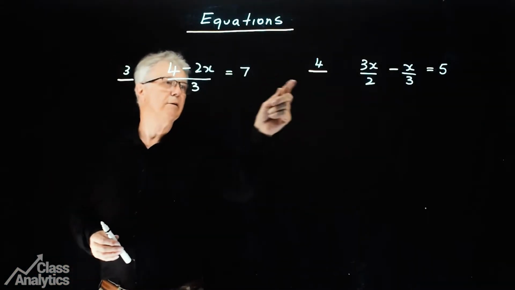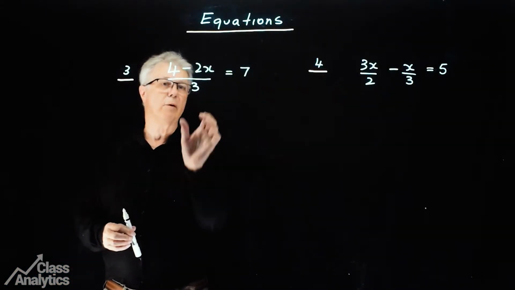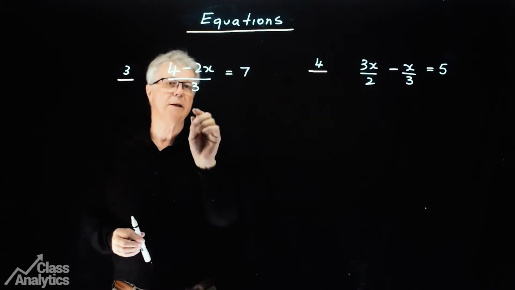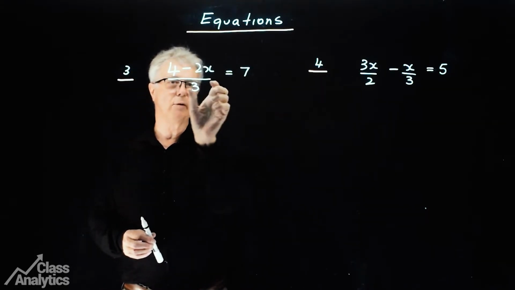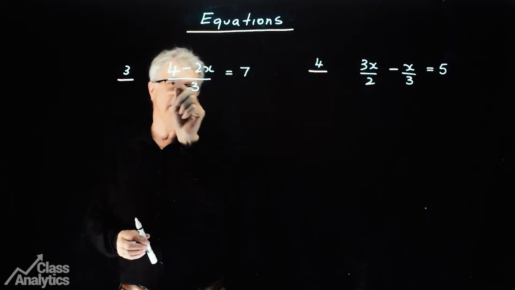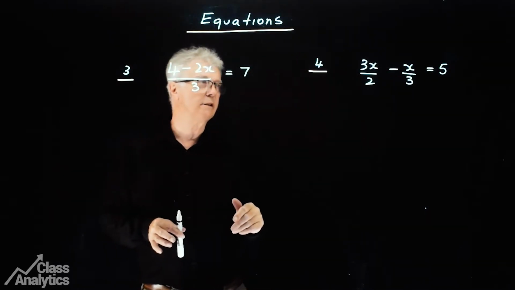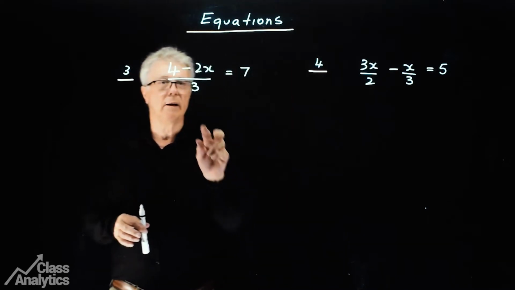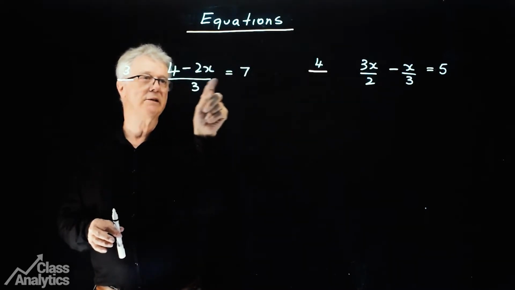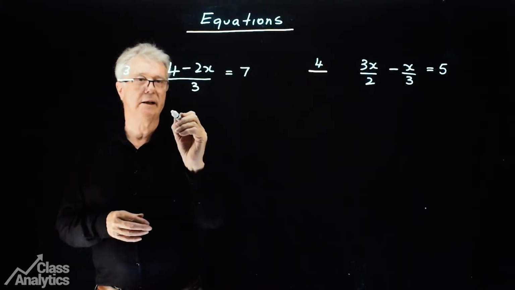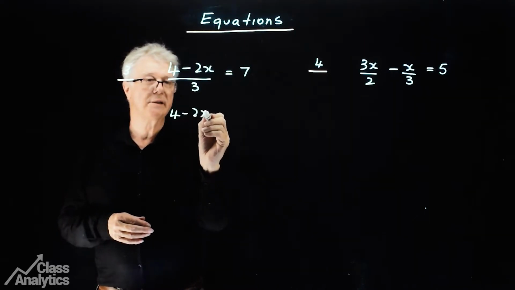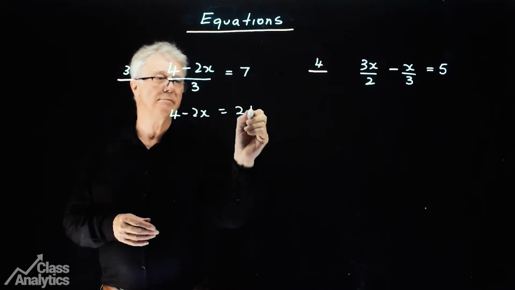Right, these next two questions here, we've got the fractional equations. Here you notice that the fraction bar or the vinculum is underneath the whole lot. Here it's split up. So there's a couple of different techniques to look at. Now when it's like this, I can simply just multiply both sides by 3, which makes it very easy, doesn't it? That becomes 4 minus 2x equals 21.